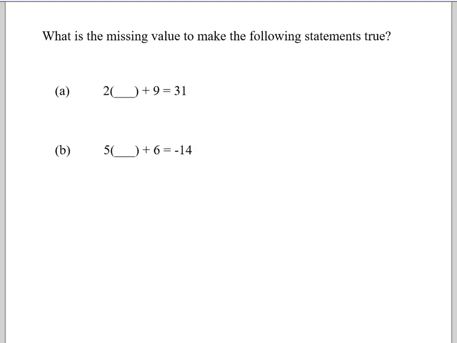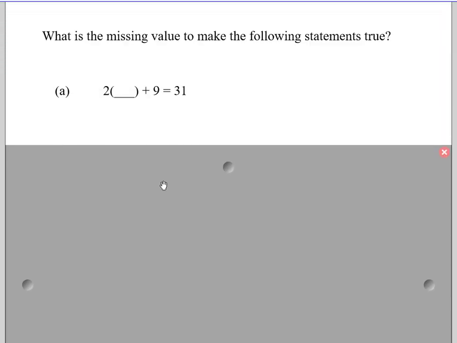Okay, let's try a little bit trickier. Okay, and again, if you can't get them, don't panic. By the time we're done today, we'll make all of this really straightforward. What is the missing value to make the following statements true? So here let's hide this one so we don't go too far. 2 times something plus 9 equals 31. Okay, so pause it, make a guess, do your best.